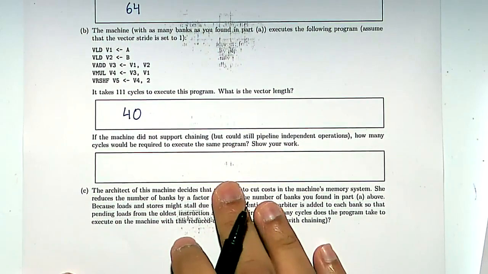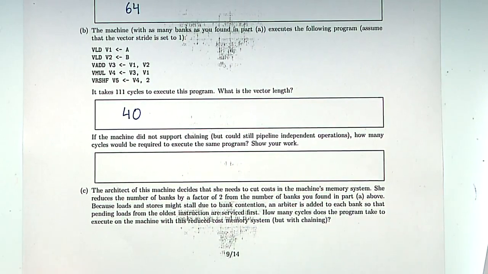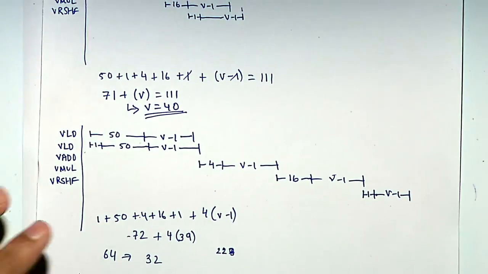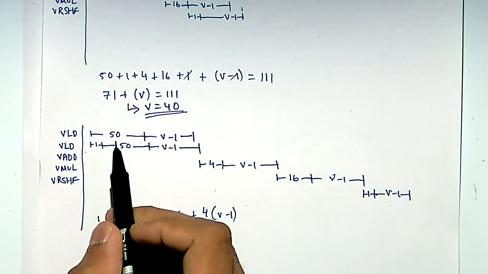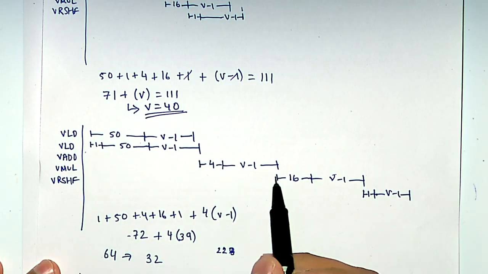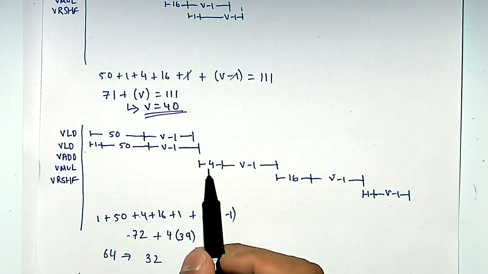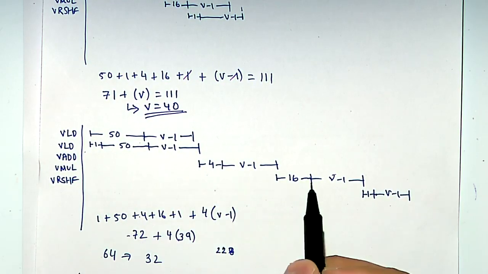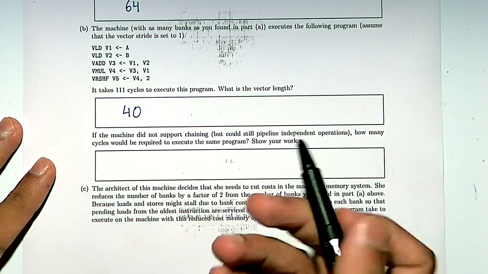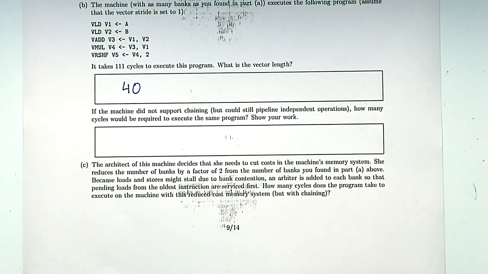We said if the machine does not support chaining, but we can still do independent operations, we can still pipeline them, how many cycles would be required? What we found was that we can still do the loads one after another after 1 cycle, but we have to completely wait for these to finish before we start the other operations because they are dependent on the first ones. So the add takes 4 plus the vector length minus 1 afterwards, then 16, then 1, and we end up with 228 cycles. So this takes considerably longer. We started part C, but we ran out of time, so we'll resume there.